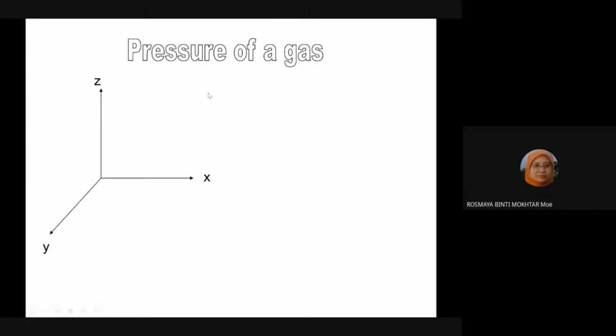So you can imagine how gas molecules move randomly, from the kinetic theory of gases we discussed in the previous lesson. The gas moves randomly in a container. We divide their motion into three directions: along X, along Y, and along Z. And we assume the gas is in a very large cubic container.